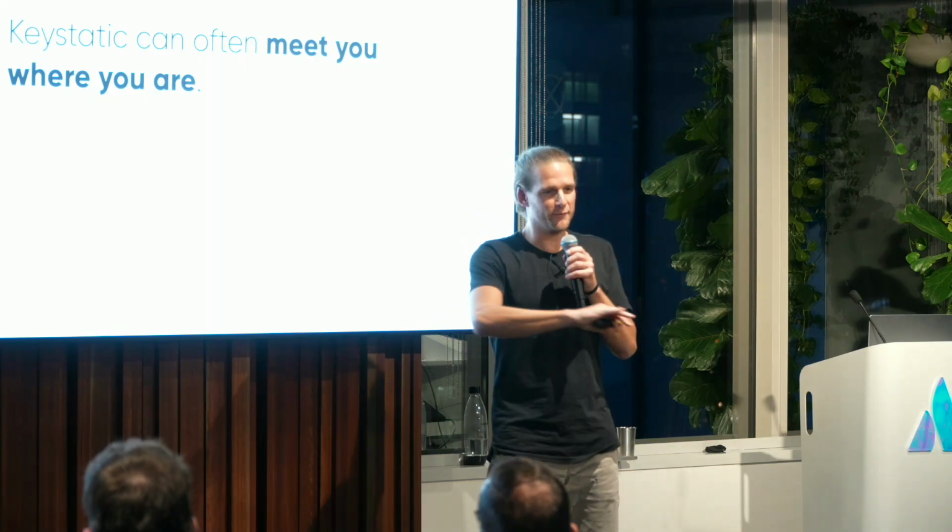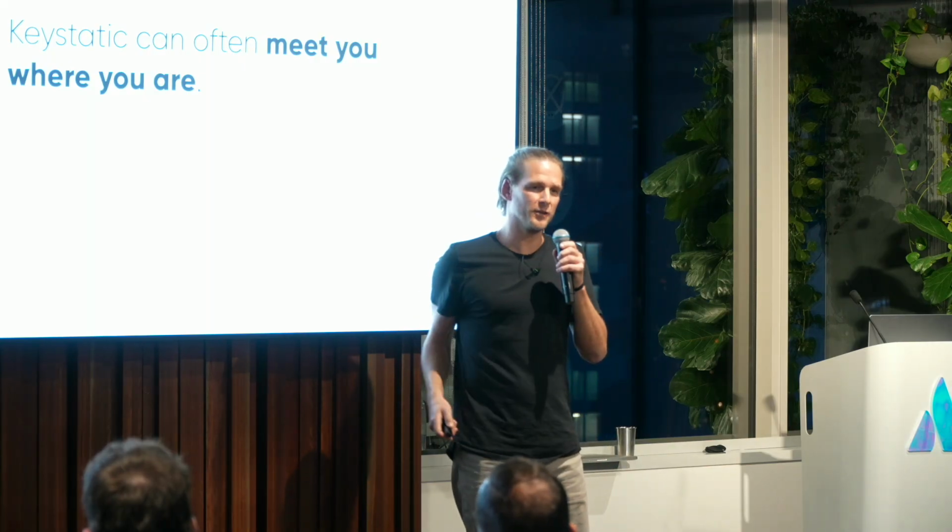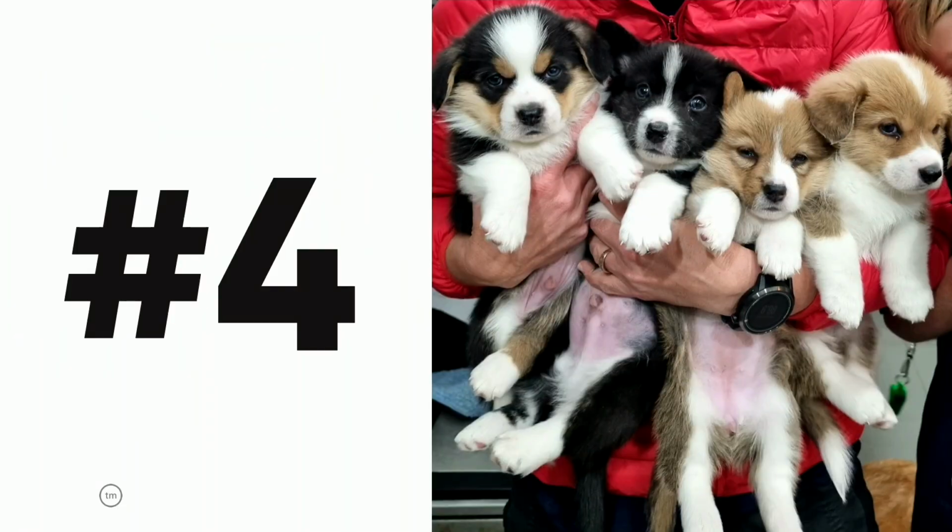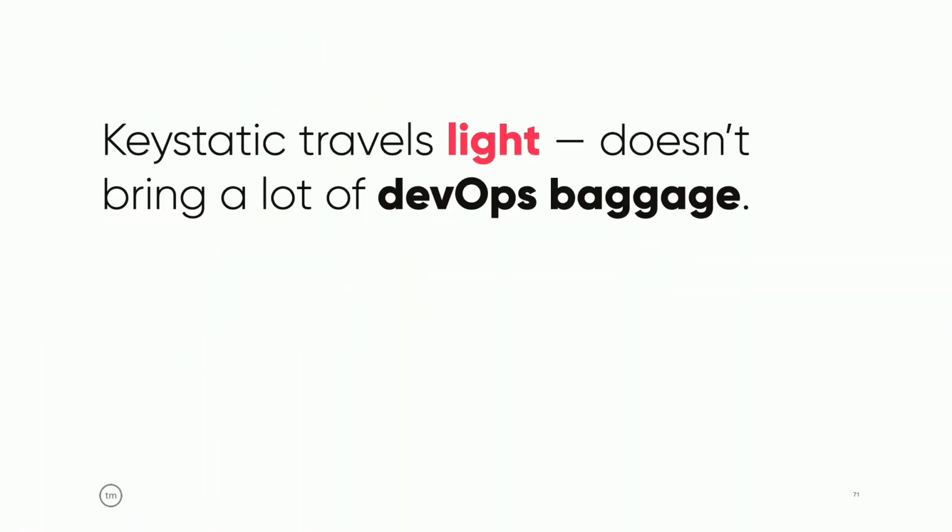If you start a new project, use what it offers. If you use something like Astro that takes care of the querying and rendering, you can use that. And Keystatic is not going to say, no, no, no, you have to use my thing now and I'm taking over. That's cool. Number 4, Keystatic travels very light. It doesn't bring a lot of DevOps baggage, definitely carry-on luggage only.